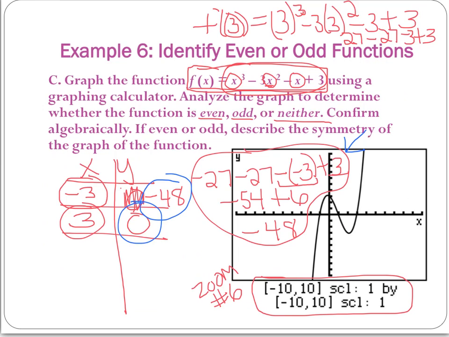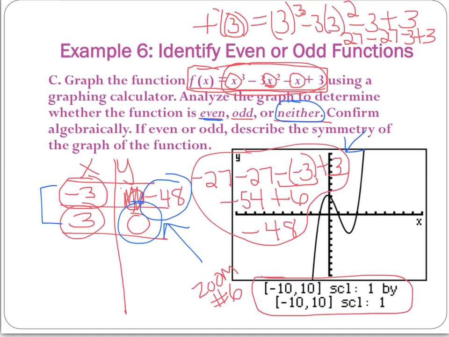Now, what I see here is for opposite x values, because 3 and negative 3 are opposites, that my y values are neither equal nor opposite of one another, which means that the function is neither even nor odd, and also has no type of symmetry. It's not y-axis symmetry, and it's not origin symmetry as well.